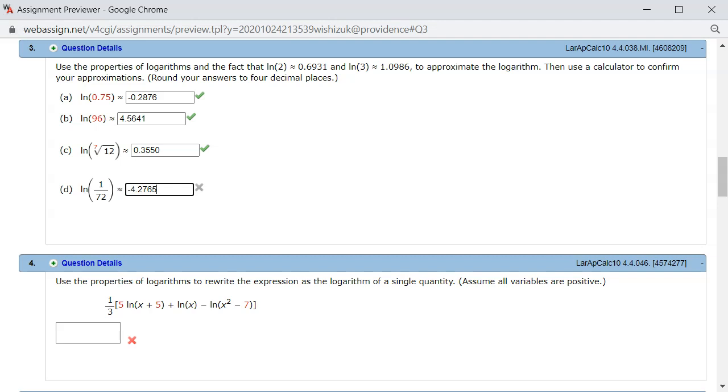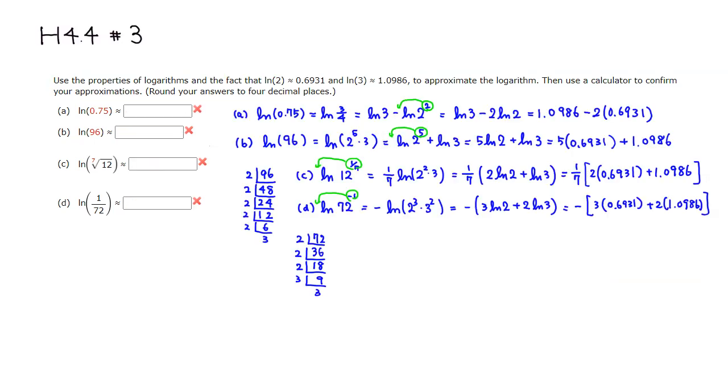Let's check the answer. I came back and it looks like we got this one correctly. All right, that's it. I hope that this was clear.